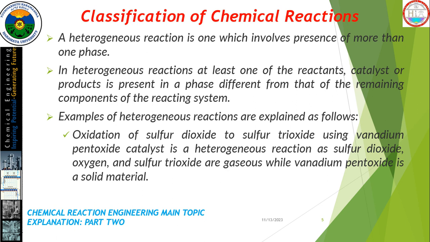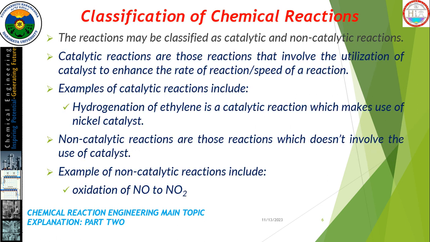Vanadium pentoxide. From this we can understand that sulfur dioxide, oxygen, as well as SO3 are in the gaseous phase. Vanadium pentoxide, the catalyst, is a solid material. So the catalyst and the reacting materials are in different phases, not in a single phase. The reacting materials as well as the products are in the gaseous phase, while the catalyst is in the solid phase. So this is a good example of heterogeneous reactions.